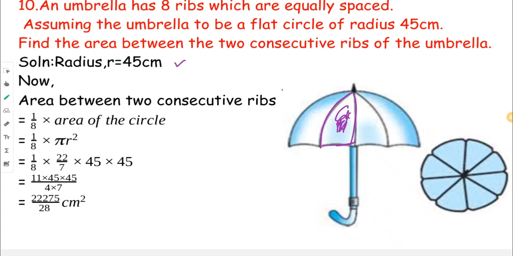So radius has been given to us, 45 centimeters. So area between 2 consecutive ribs, this and this. So if you look here, 2 consecutive ribs, right? This is one rib, this is the other rib. I'm also to find this area. So this is a sector, right?